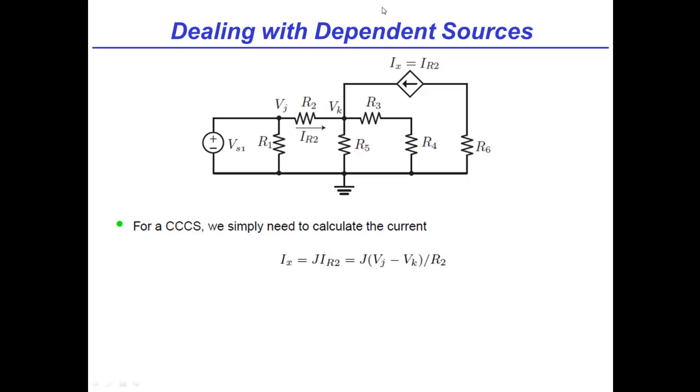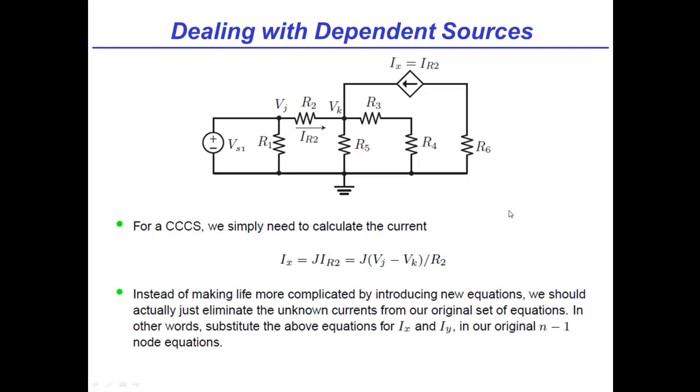Okay. Now, the problem there is you don't know what IX is. Well, if you substituted IX is equal to IR2 into this equation, you get part of the way there, but you don't know what IR2 is. Well, you kind of do, because IR2 is VJ minus VK divided by R2. Okay. So the bottom line is they always depend on these node voltages one way or another.